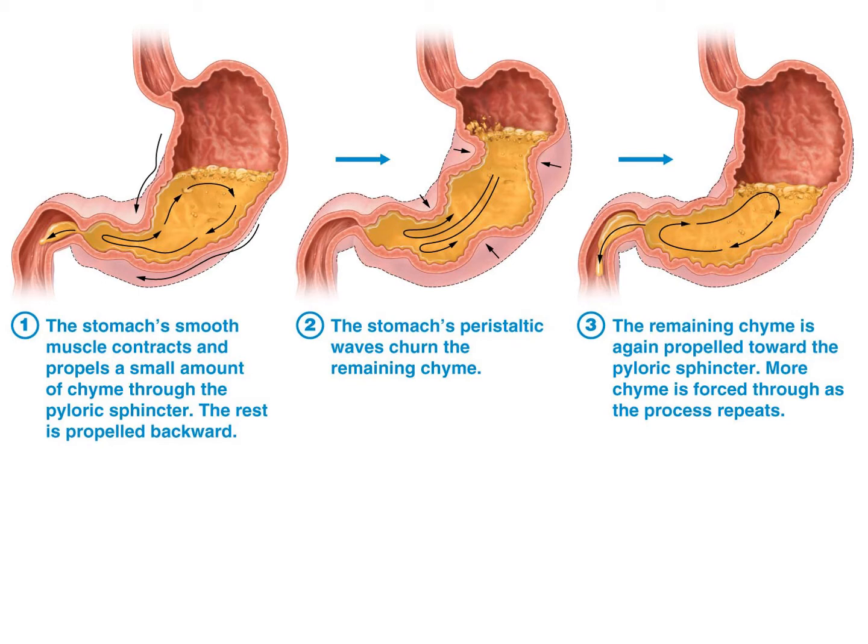So here it's showing the smooth muscle contracts and propels a small amount of chyme through the pyloric sphincter. Okay, the rest is propelled backwards. So it only allows a small amount of the chyme into the duodenum. Then the peristaltic action of the stomach continues to churn the remaining chyme, and the chyme is propelled forward to the pyloric sphincter again, and then more is forced through as the process repeats. So it only periodically allows so much of the chyme into the duodenum, a little bit at a time, so that there's adequate churning to form the chyme in the stomach.